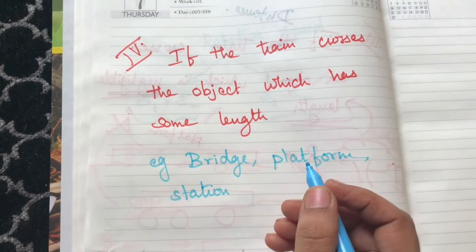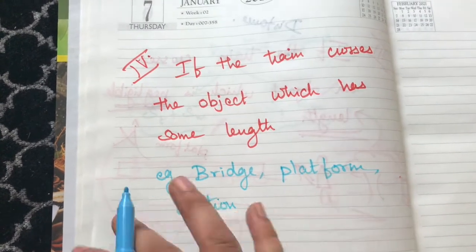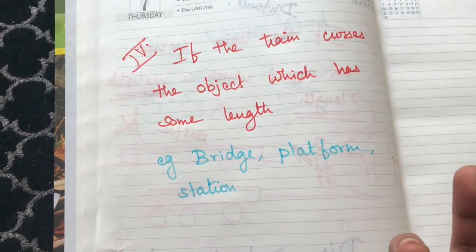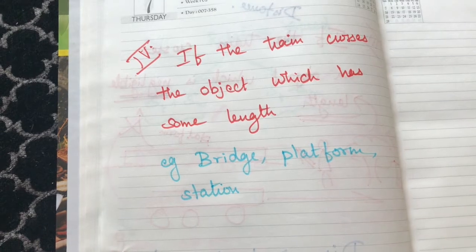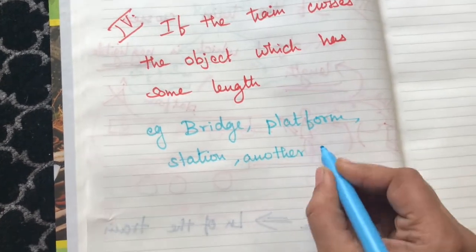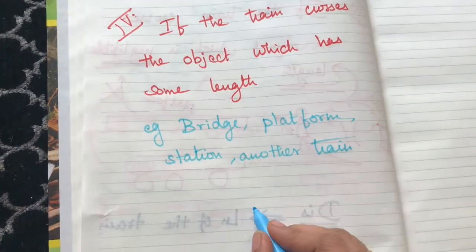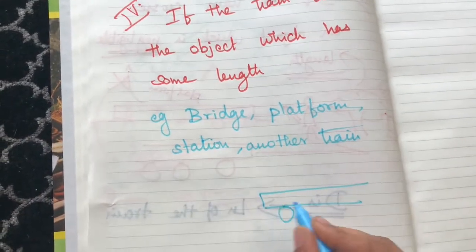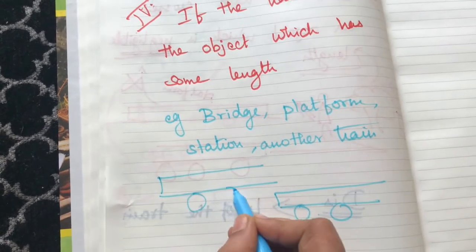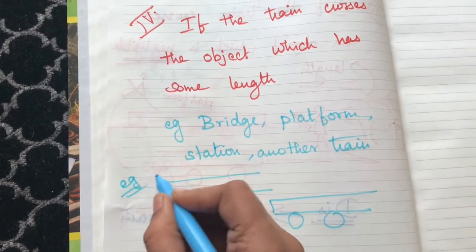Station. What else would be? So these are the things which have a distance. Like another train, yes, another train also has some length. So a train crosses another train. So these are some examples.